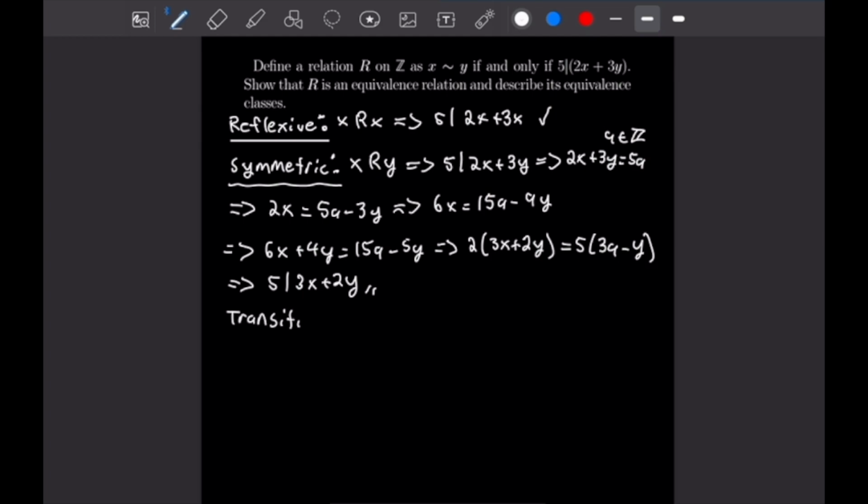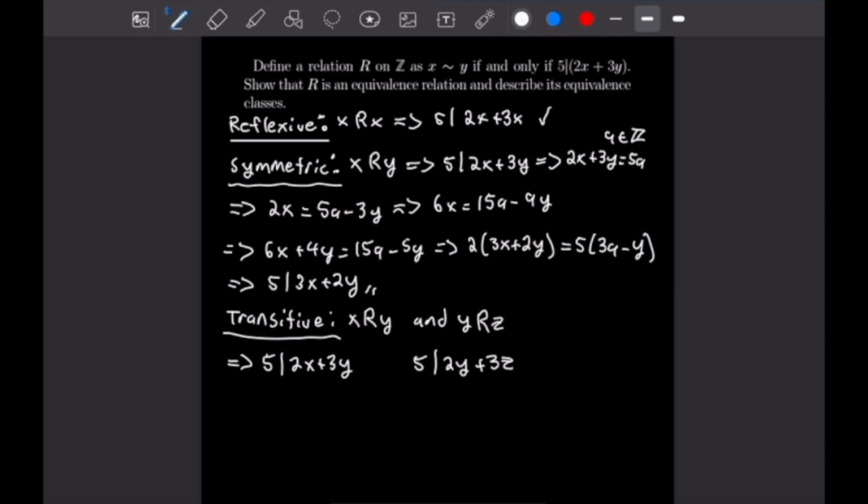So let me go ahead and write that down for you. We are proving transitivity. And to do that, we are going to suppose that, let's say, x is related to y and y is related to z, and we want to show that this implies that x is related to z. So if x is related to y and y is related to z, then we have the following relationship. We have that 5 divides 2x plus 3y, and we also have that 5 divides 2y plus 3z.